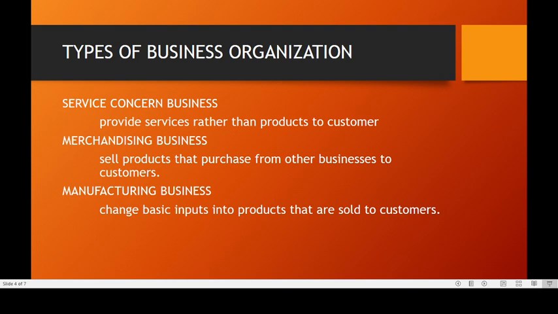Another basic example of this is tutorial services. That is a service concern business, providing tutorial services to students, which is very popular nowadays. That is a service concern business.